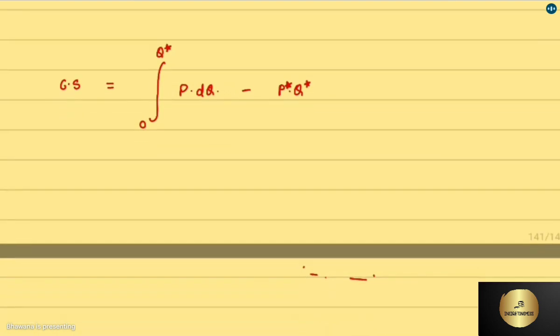Consumer surplus. I'm writing the general formula from 0 to Q star. These are our limits. We have to find the total area below the demand curve up to this point Q star. Then we integrate this demand function with respect to Q, quantity demanded, and minus the area of the rectangle, P star and Q star. This is our general formula. Now put the values.